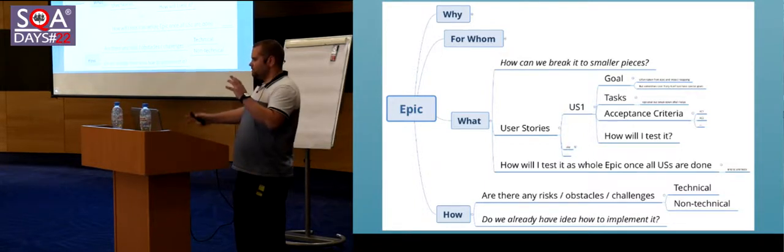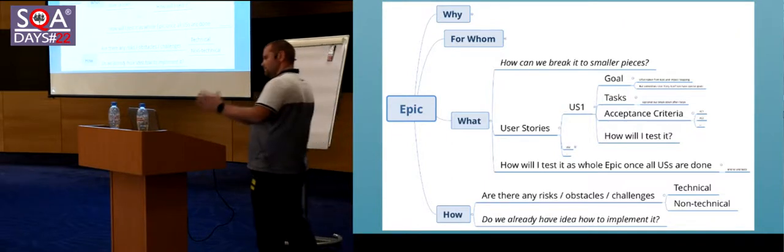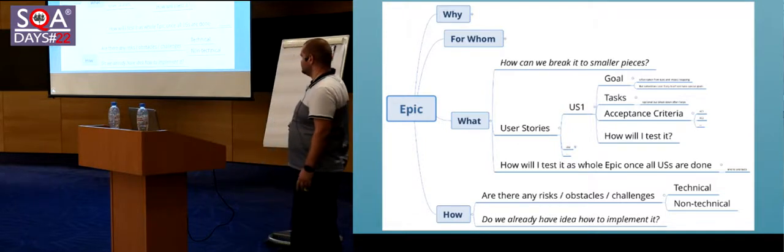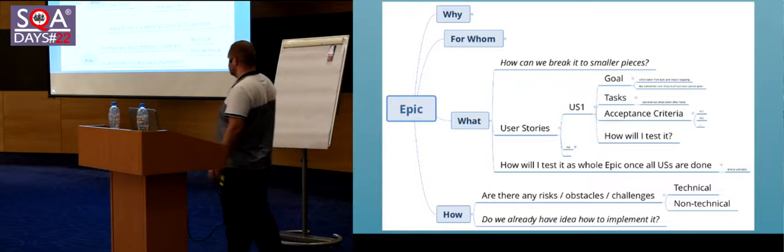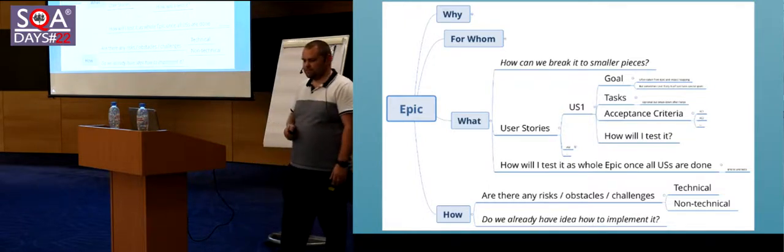You will find out maybe it's not epic, it's some team. Team needs to be broken down to epics, epics to stories. And then for each story, again, start with a goal. What is the goal? Then maybe tasks, acceptance criteria, some idea how I will test it.